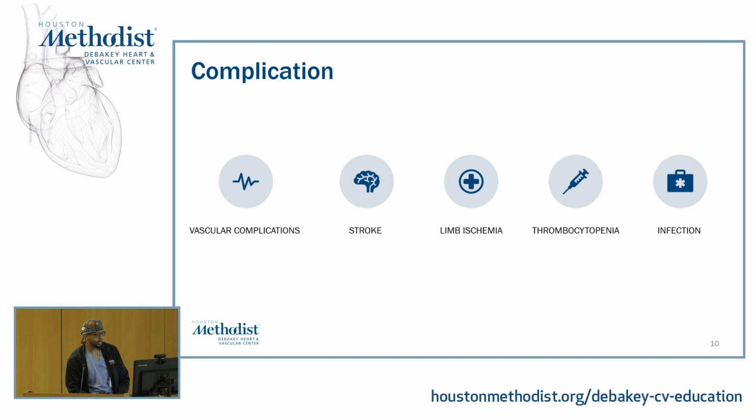So complications: vascular, stroke, limb ischemia, thrombocytopenia, infection. As far as these, I would say limb ischemia is probably the one that we should be most concerned about. Obviously, we're inserting a catheter into the artery, in which case we could easily obstruct blood flow to the patient's lower limbs.